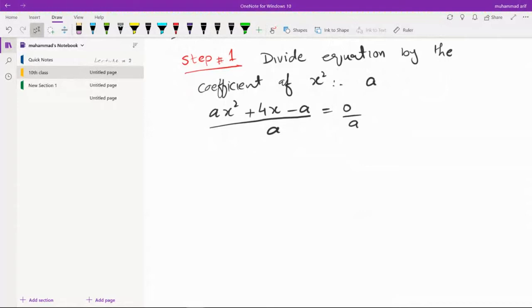Now it's time for step number 2. What is step number 2? Shift constant term.